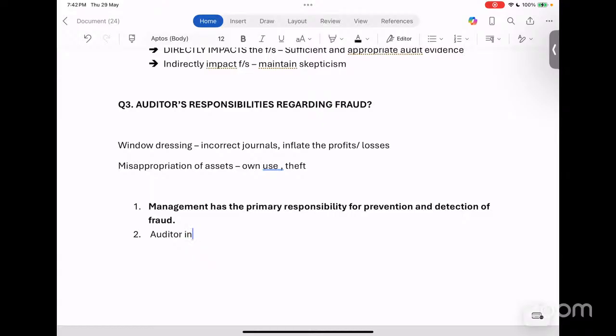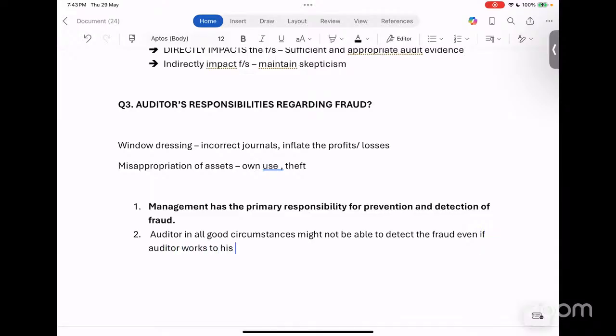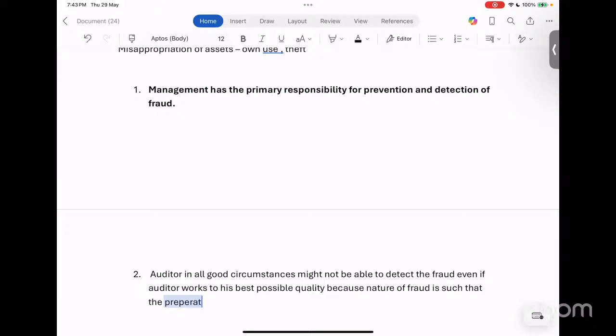Second, the auditor in all good circumstances might not be able to detect the fraud, even if the auditor works to his best possible quality, because the nature of fraud is such that the perpetrator of fraud wants to conceal it.